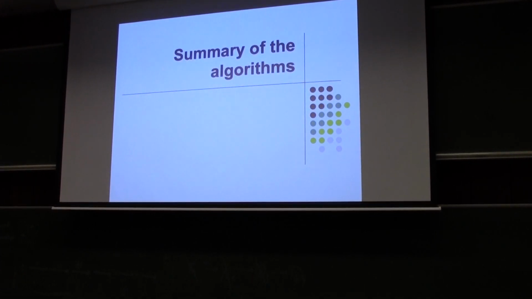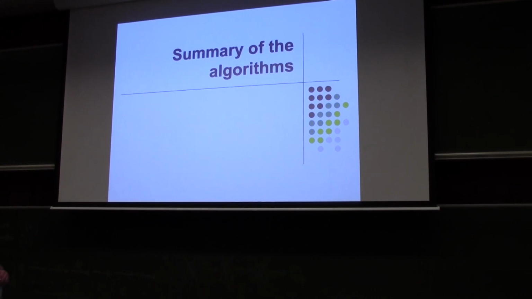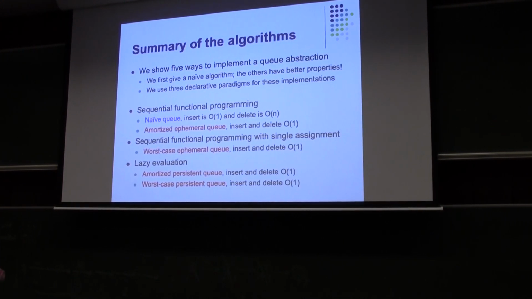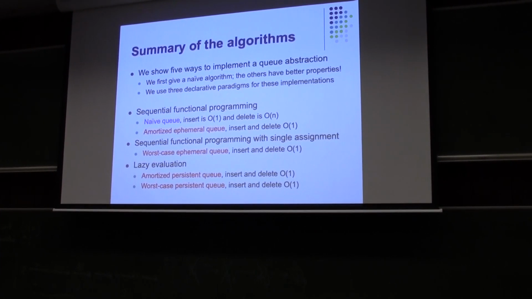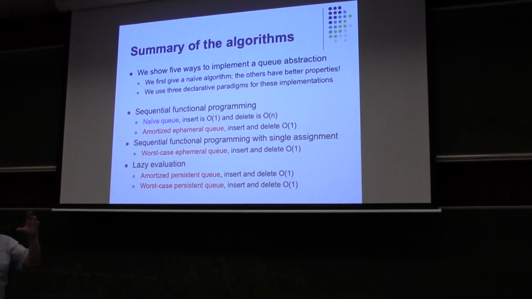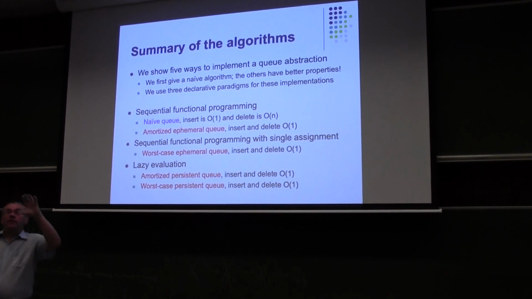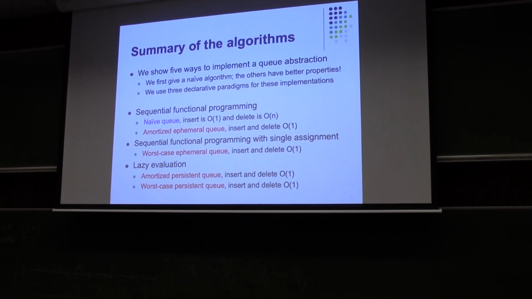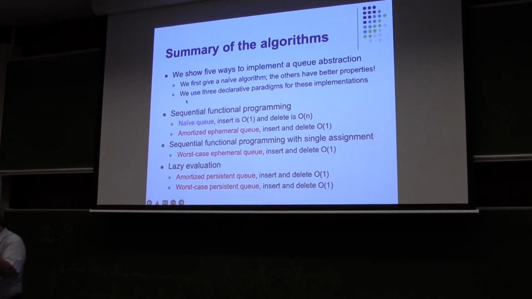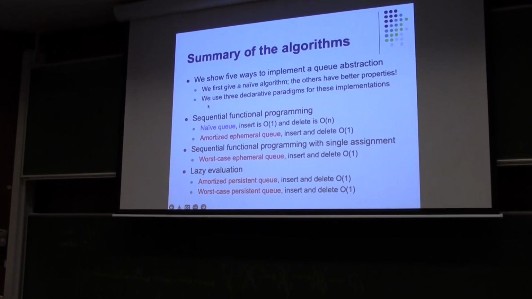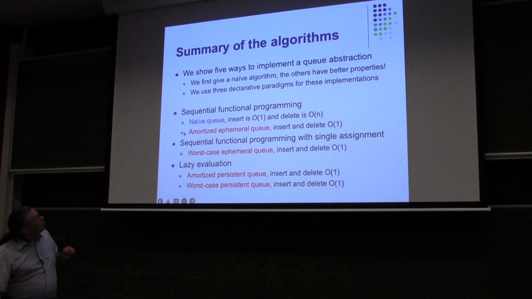Let me give a summary of what we're going to see today, or today and next week. I'm going to show you five ways to do a queue. It'll always be the same queue with the same interface. But the algorithms will have different implementations, different complexity, and some of them will use different paradigms. I'm going to show you five here.